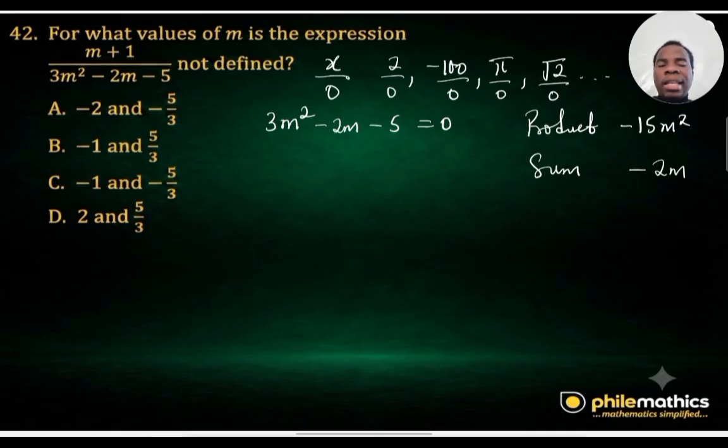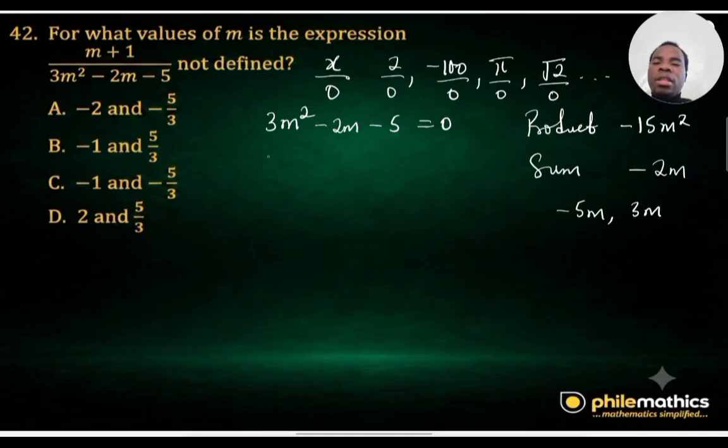The two numbers that easily come to mind are minus 5m and 3m, because minus 5m times 3m is minus 15m squared, and minus 5m plus 3m is minus 2m. So what do we do with these two numbers? We simply replace minus 2m with these two numbers.